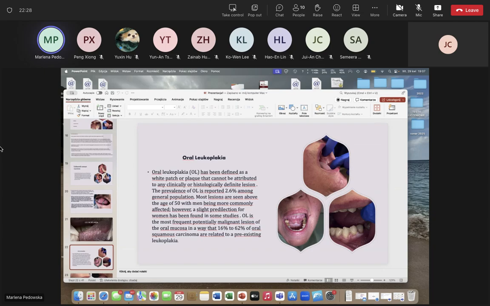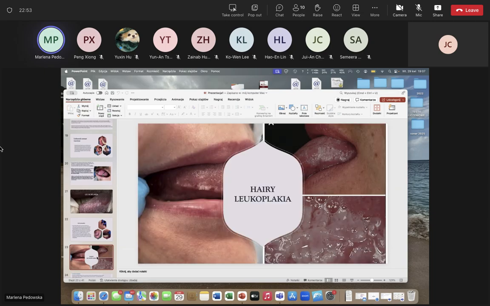The prevalence of oral leukoplakia is reported to be 2.6% among the general population. So we can say that it is not that frequent, but among our patients, it is quite common. There is a predilection for development of squamous carcinoma, especially when the location is on the floor of the mouth and also on the sides of the tongue.